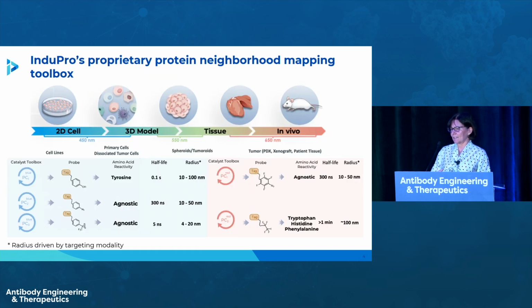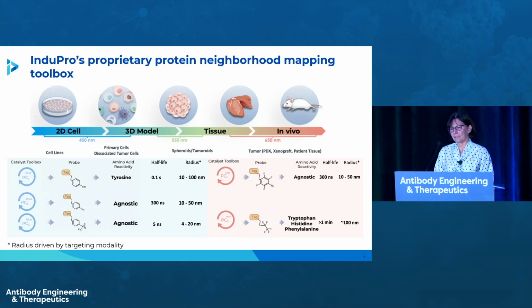So this system is very tunable. It doesn't perturb cells. We can use this type of system on live cells, on frozen tissue, in a variety of different ways. And I'm just highlighting here in this slide what we've described as our protein neighborhood mapping toolbox. We have a number of different photocatalytic probes. They have different characteristics such that some may bind agnostically to any amino acid residue. Some can bind specifically to things like a tyrosine residue, and you can see there that they have different half-lives, and they end up labeling different spatial environments, all within the narrow range of a few hundred nanometers.